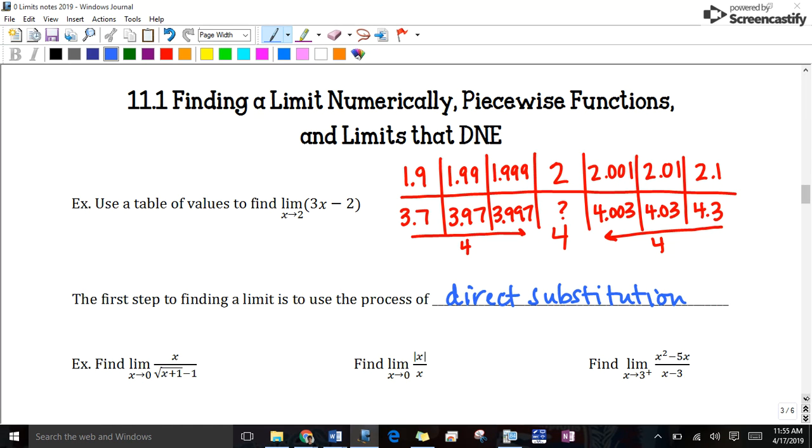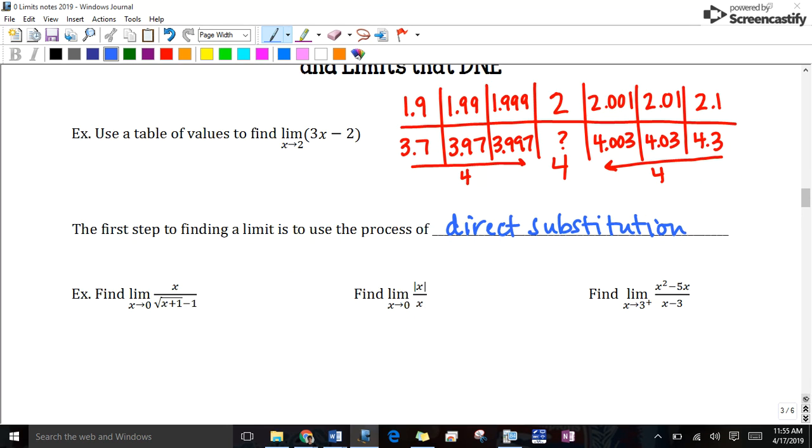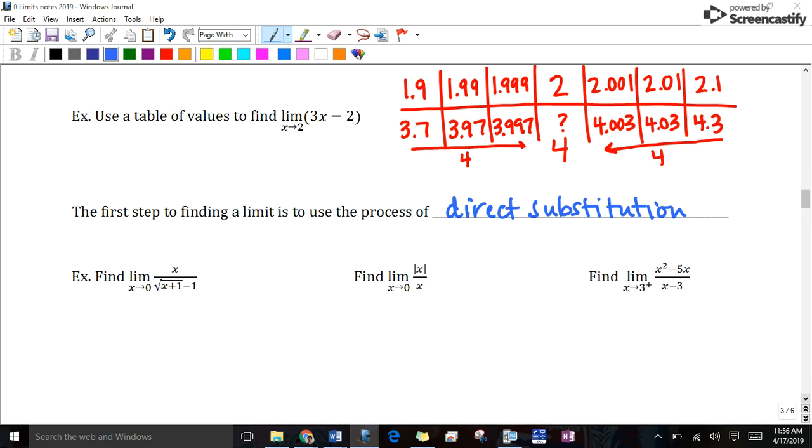The problem is those functions that you can't do that. So for example, we are finding the limit as x approaches 0 of the function x over the square root of x plus 1 minus 1. First, I'm going to try my direct substitution. If I put 0 in for all my x's, I have a 0 in the numerator, square root of 0 plus 1, and minus 1 in the denominator. So obviously the numerator is 0. Denominator is the square root of 1 minus 1, which is also 0.